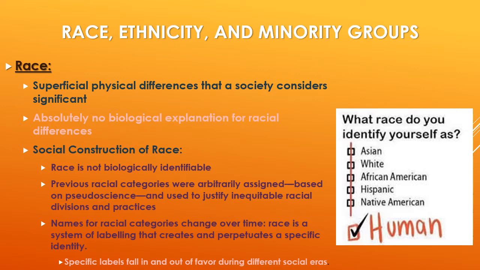Race is a system of labeling people that creates and perpetuates a specific identity, and specific labels fall in and out of favor during different eras. So I'm going to go over just some examples of what the social construction of race means when it comes to American definitions of race on the next couple slides here.